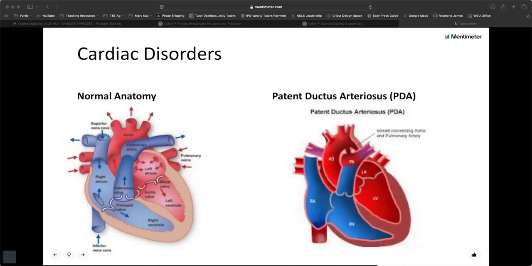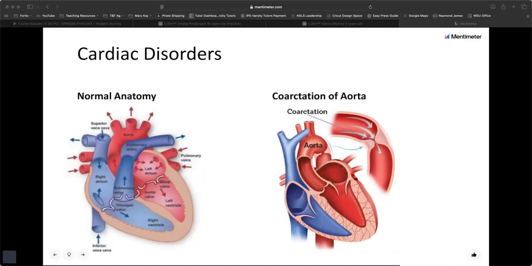If that doesn't respond to medication, then we can either insert a little plug in this vessel to block it off, do that less invasive catheter closure, or we can actually surgically tie this off. Just put a big suture here and close that extra vessel.